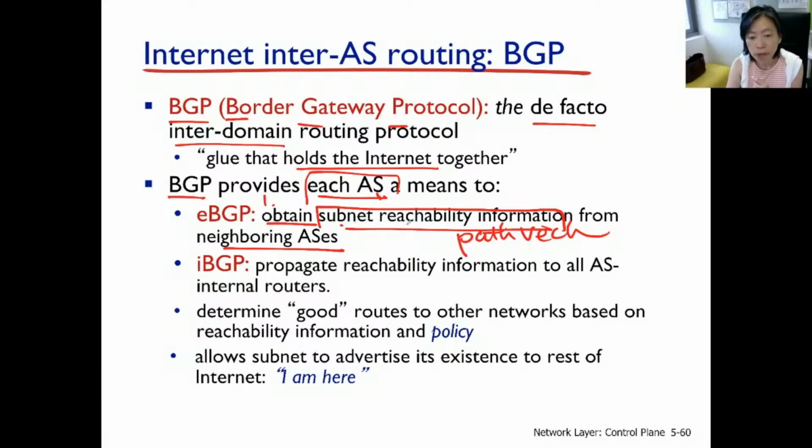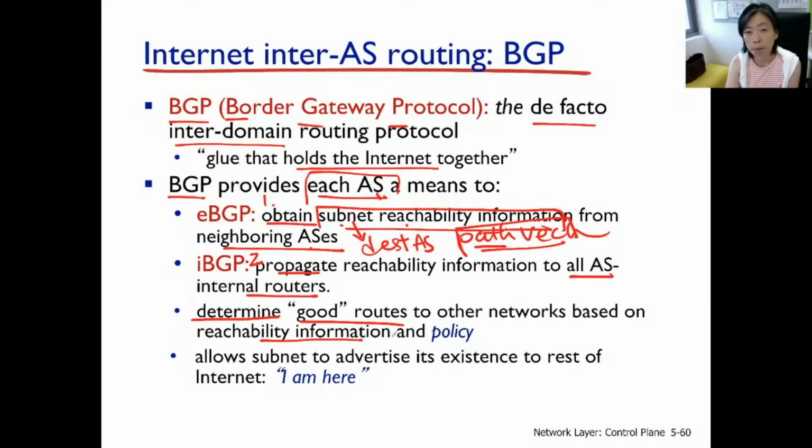So by subnet reachability information, we mean the path for each destination subnet, for each destination AS. And there are many of these destination ASs, therefore we receive the path vector from the gateway routers of the neighboring ASs. Second step, the gateway router receiving such a path vector will then propagate it to all the internal routers, including those routers that are gateway routers to other neighboring ASs. As a result, each of these routers within the AS can calculate what is the best path for a particular destination AS. The calculation can be based on what's provided in the path vector.